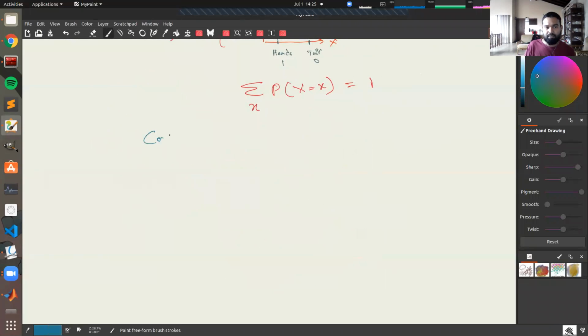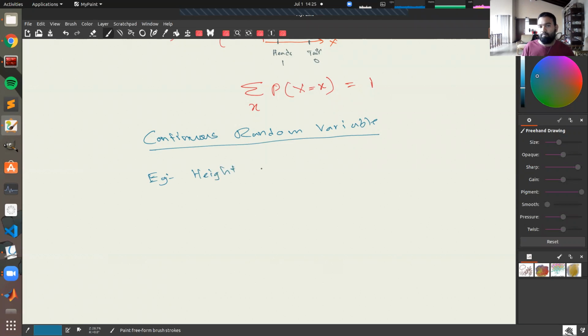Now we'll talk about continuous random variables. Continuous random variables are similar to discrete, but now we have a continuous spectrum, right? So for example, let's take, I don't know, height of, let's say, a class. So let's take all of us. We will have different heights, and these different heights can be continuous. It doesn't have to be discrete values, right?